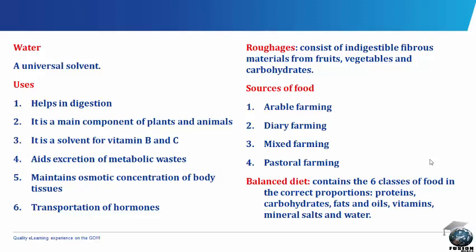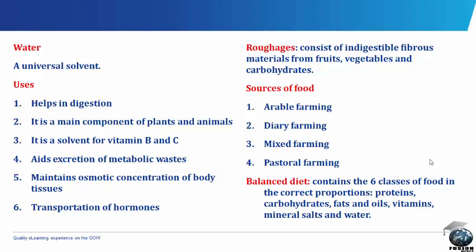Sources of food. Sources of food include the following. 1. Arable farming. 2. Dairy farming. 3. Mixed farming. 4. Pastoral farming. Arable farming involves production of food for human consumption.